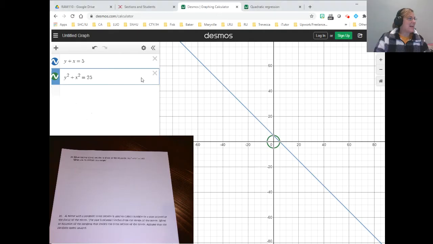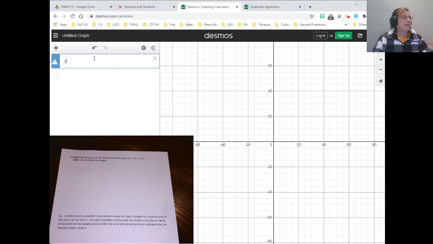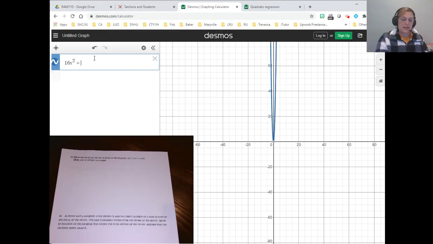Man, it's a powerful tool. We're going to put this equation in there and see what our graph looks like. We'll be able to tell if it's a circle, an ellipse, a hyperbola, a parabola. But let's type it in. I've got 16x squared plus 9y squared equals 144. And it graphed it for me.